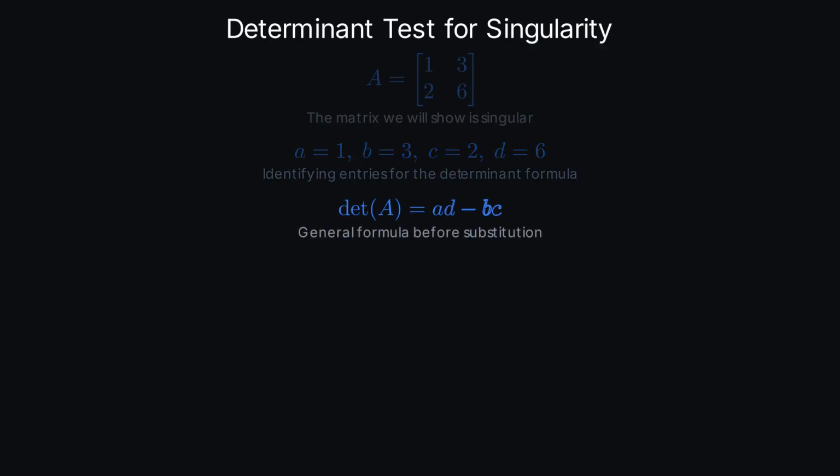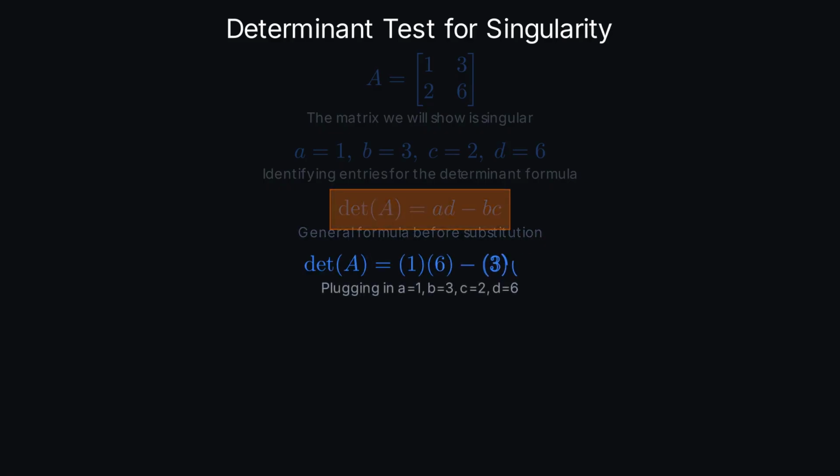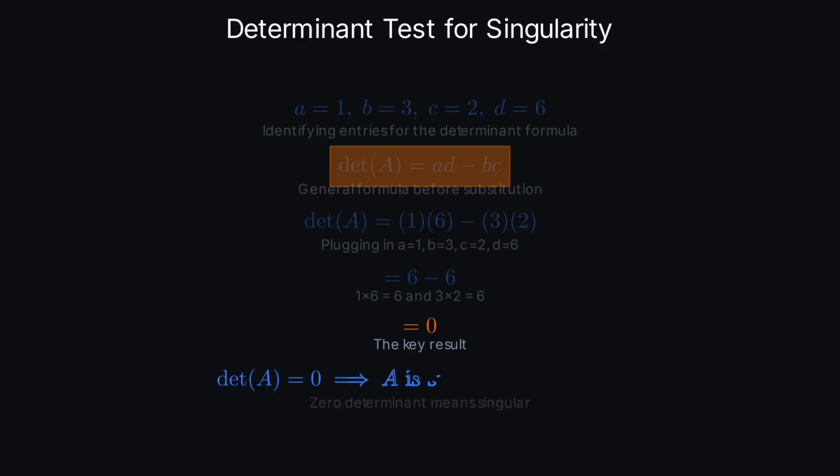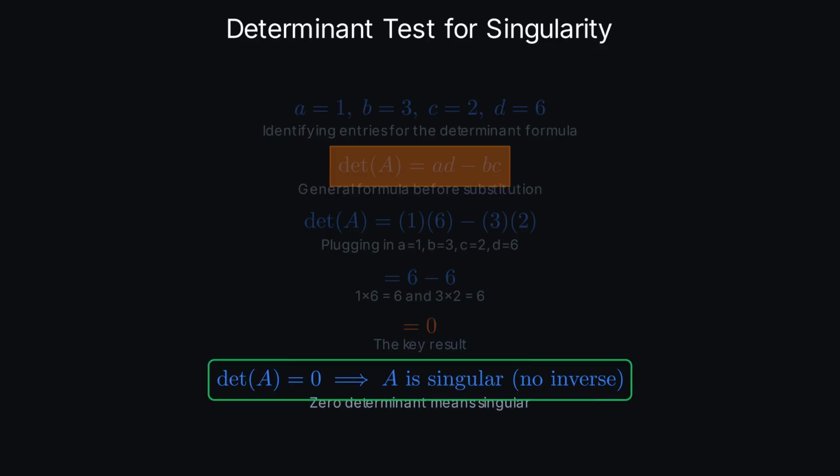First, the determinant test. For a general 2 by 2 matrix with entries a, b, c, d, the determinant is a times d minus b times c. For our matrix, a equals 1, b equals 3, c equals 2, and d equals 6. So the determinant of A equals 1 times 6 minus 3 times 2. That gives us 6 minus 6, which equals 0. And when the determinant is 0, the matrix is singular, meaning it has no inverse.